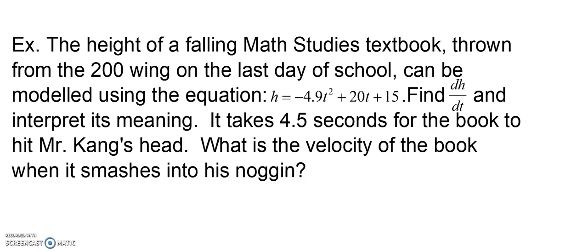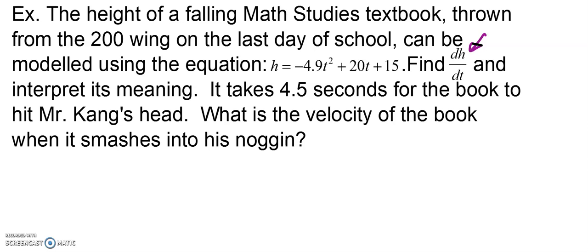Here's a word problem. This one says, the height of a falling math studies textbook thrown from the 200 wing on the last day of school, probably by Filippo, can be modeled using the equation h equals negative 4.9t squared plus 20t plus 15. This says find dh dt and interpret what that means. Then it says, it takes 4.5 seconds for the book to hit Mr. Kong's head. What is the velocity of the book when it smashes into his noggin?